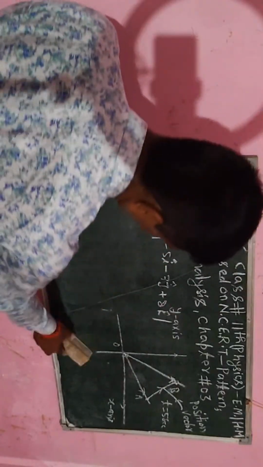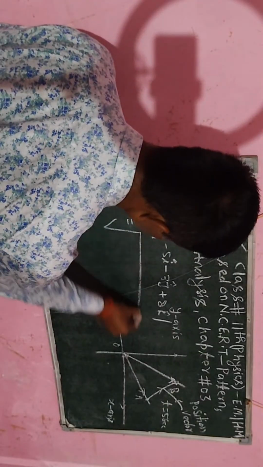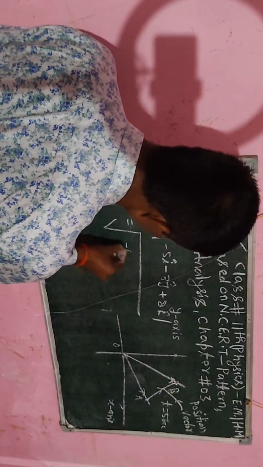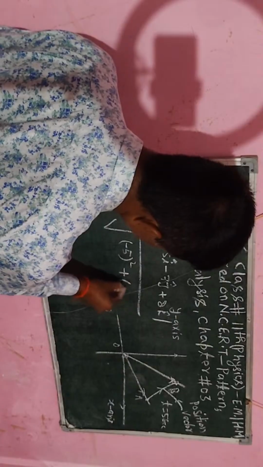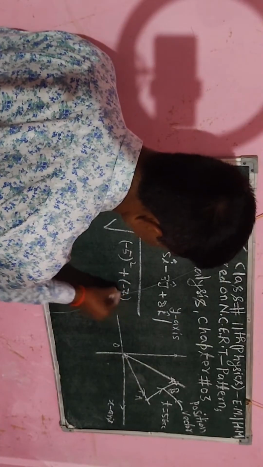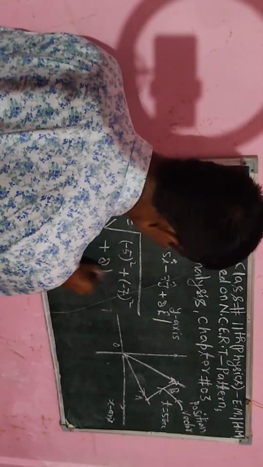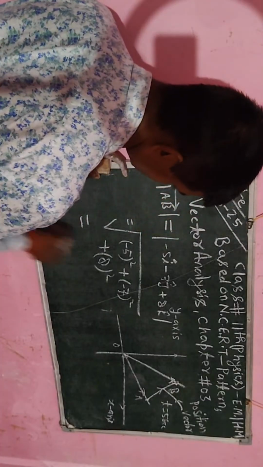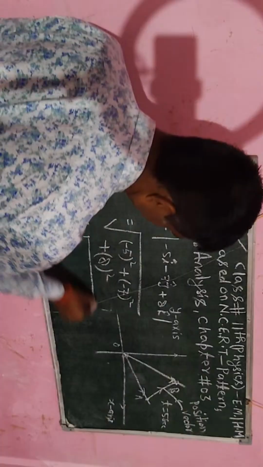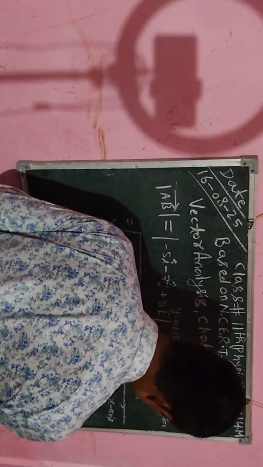This modulus I will take. After taking this modulus, I will put here in the square. Here I will write the coefficient of vector i squared plus the coefficient of j squared plus the coefficient of k squared. So I will simplify the value of minus 5 squared.